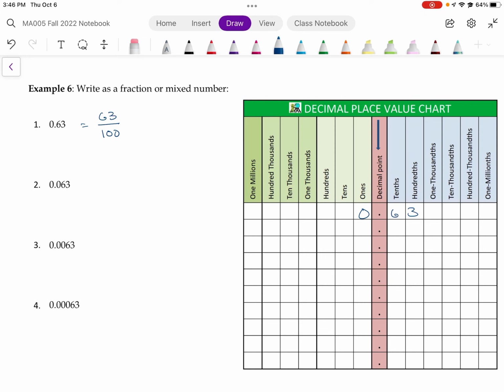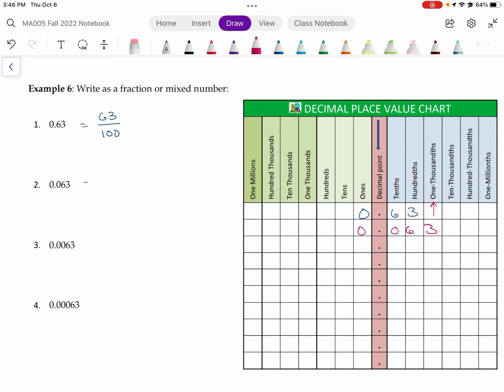All right, 63 100ths. We're not going to worry about looking to see if it reduces. It doesn't reduce because 63 and 100 don't share any factors. All right, the next one, 0.063. And that lands in the 1,000ths.